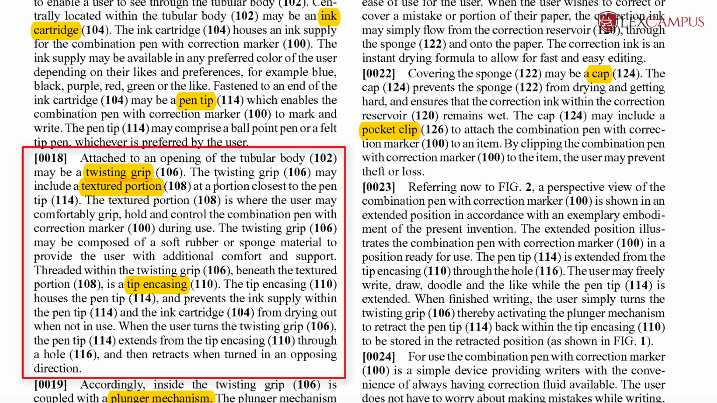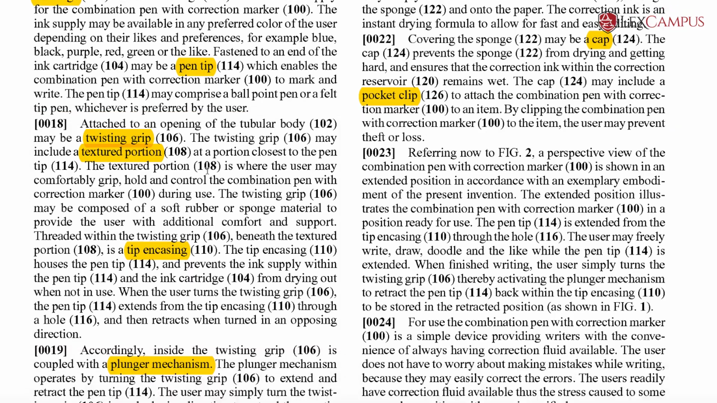If the textured portion is there on the twisting grip, that becomes a limitation on the twisting grip. So you can understand that the twisting grip is recited in one clause, and in the next clause you can see a transition, say "characterized by" or "wherein the twisting grip has a textured portion." So you can see how the language of the claim can emerge from this. The next highlight, threaded within the twisting grip beneath the textured portion is a tip encasing. Tip encasing is another thing which I have highlighted.